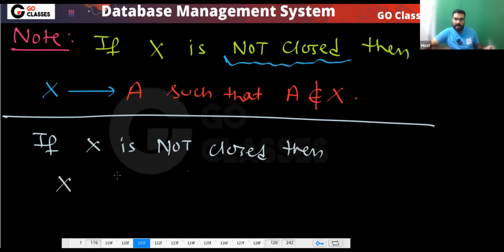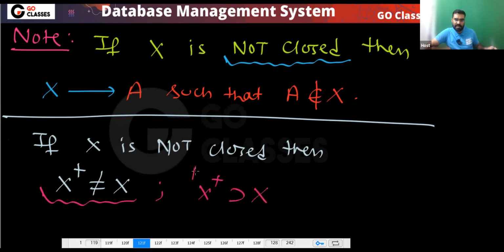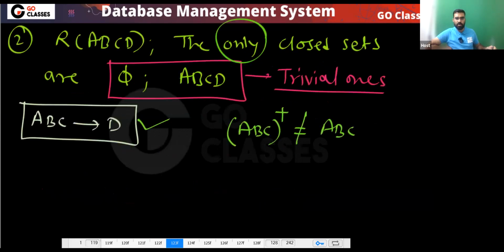Then I can say that X closure is not the same as X. So X closure will contain something extra. Right? So this point you can understand, and now you can solve the question. I can say that ABC will definitely determine D because ABC is not closed. See something interesting: ABC will definitely determine D.